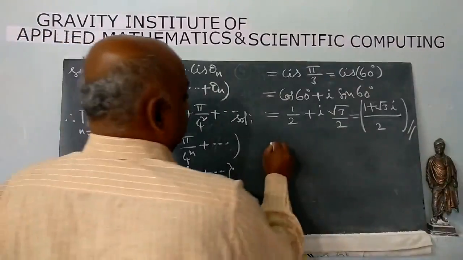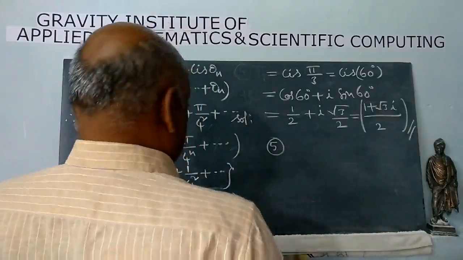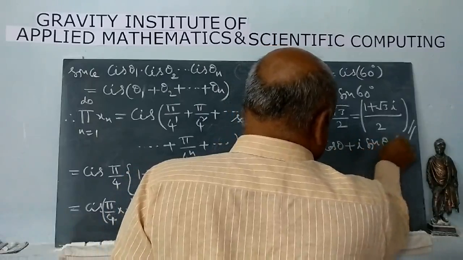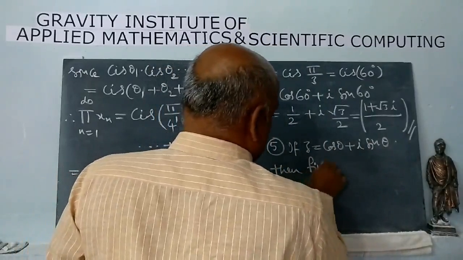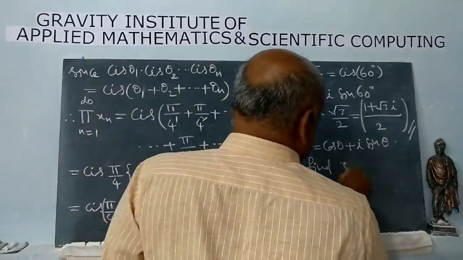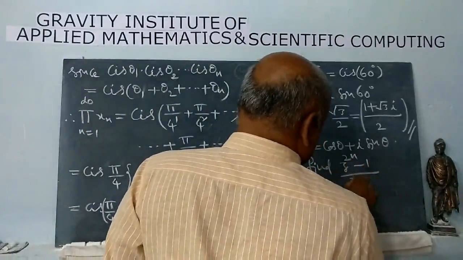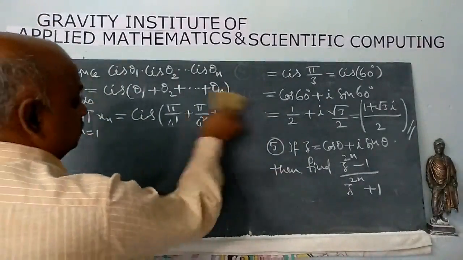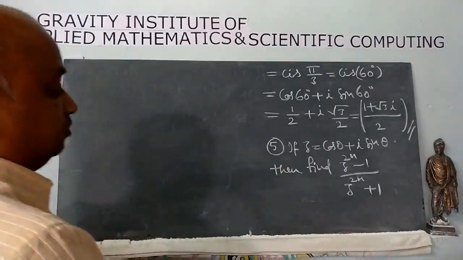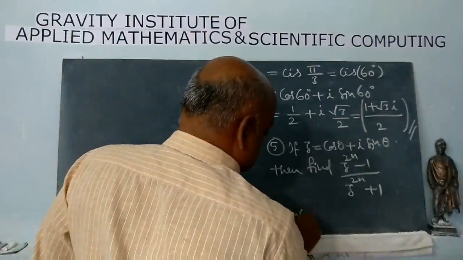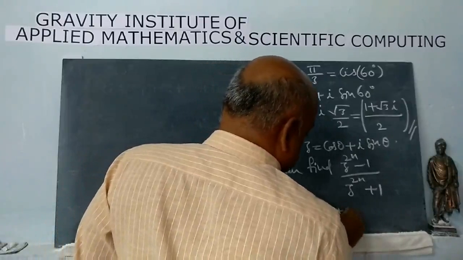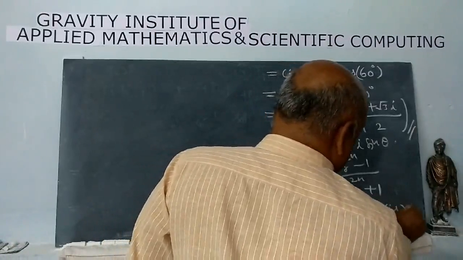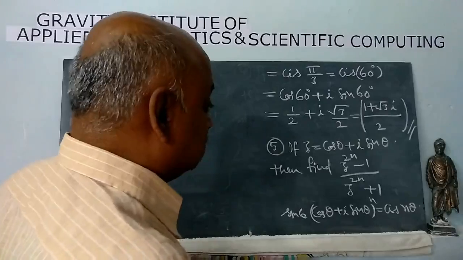Next, fifth problem. If z is equal to cos theta plus i sin theta, then find (z to the power of 2n minus 1) by (z to the power of 2n plus 1). Since (cos theta plus i sin theta) whole power n is equal to cis of n theta, which is called de Moivre's theorem.